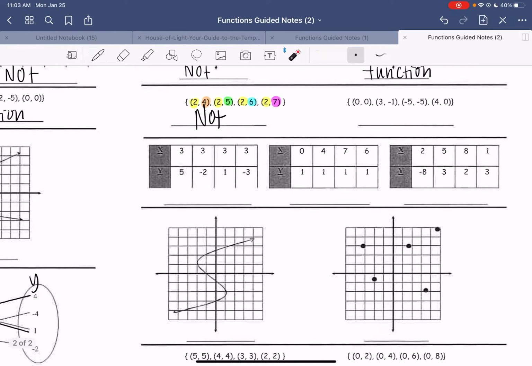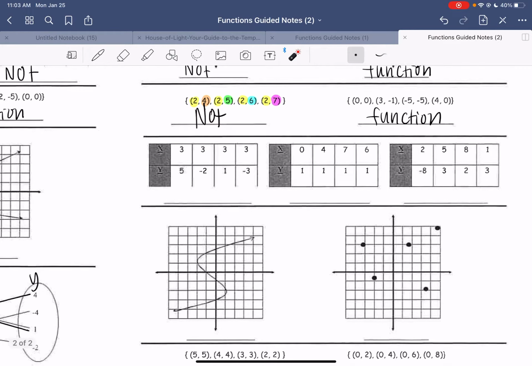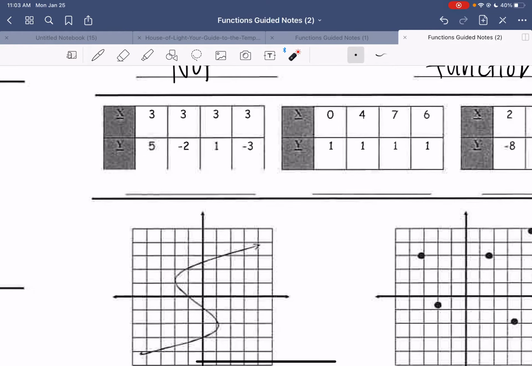On our next one here, we have a 0 and a 0, a 3 and a -1, a -5, -5, and a 4 and a 0. So each of our inputs is producing different outputs, so this makes it a function. All right, moving to this next one. We have 3s all the way across on our inputs. So unless each of the y's was the same, this is not going to be a function because each of these are different. So this is going to be not a function.